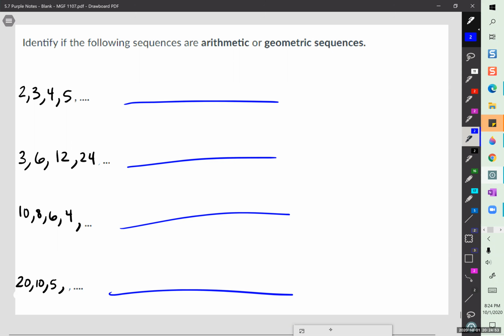And when you're done, why don't you type in the chat, just type A for arithmetic, G for geometric, and I'll check your work. Correct, Kimberly, and exactly the right differences and ratios. Correct, Caitlin? Correct, Ashley?